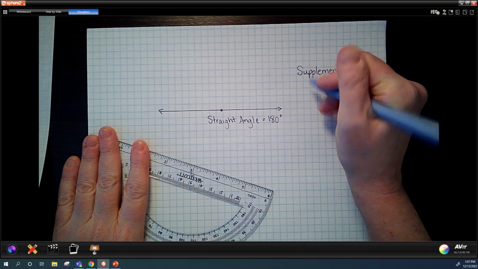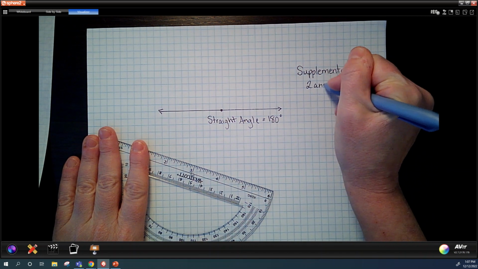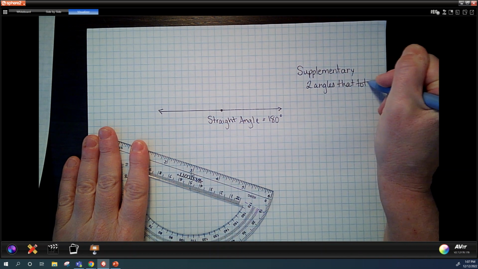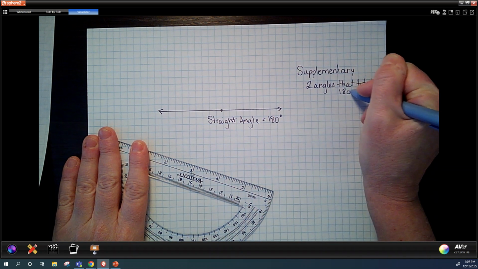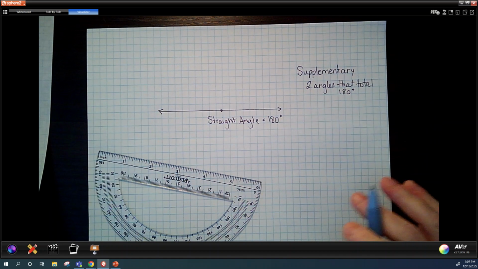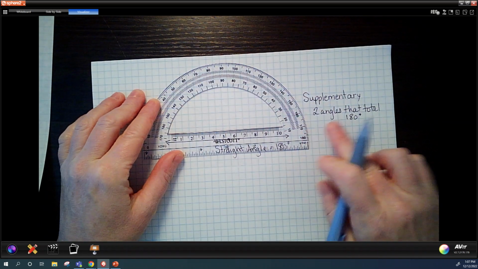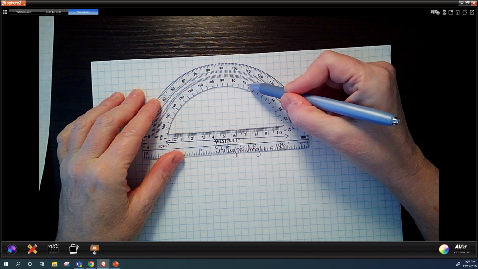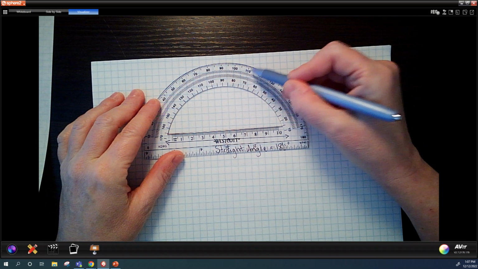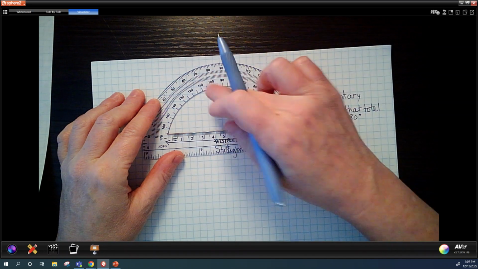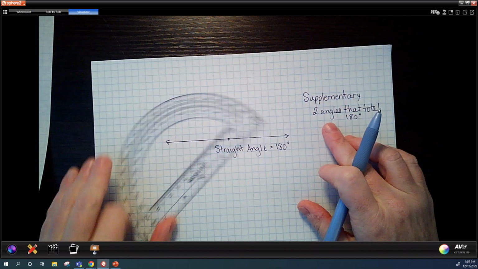Now, supplementary angles are two angles that total 180 degrees. Okay, so the protractor itself is made up of all supplementary angles. Every one of these pairs, 70, 110, 60, 120, 50, and 130, these are pairs of supplementary angles that make 180.